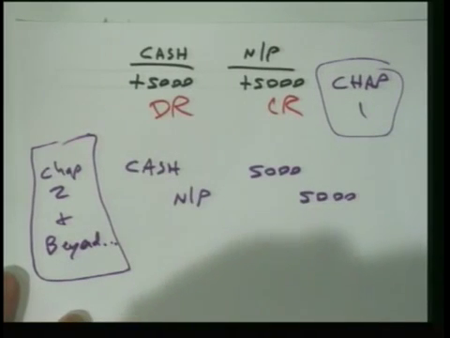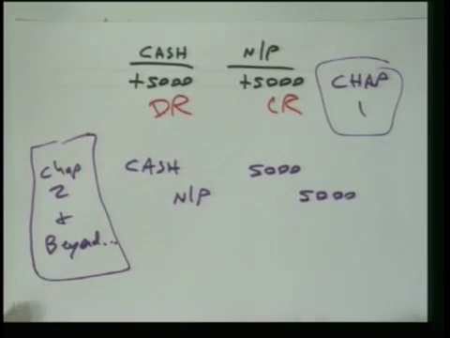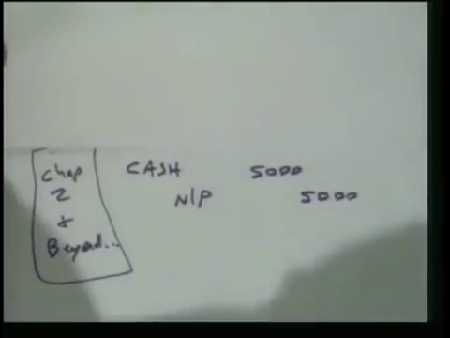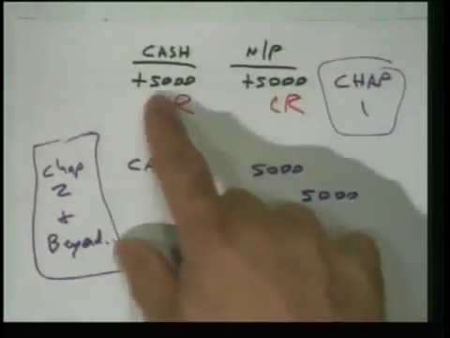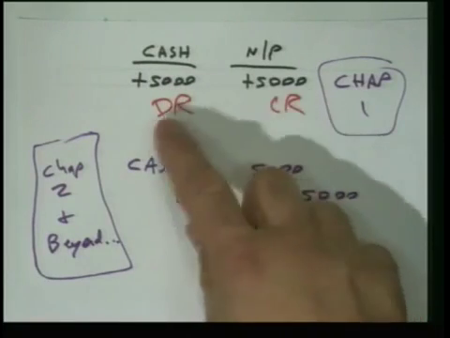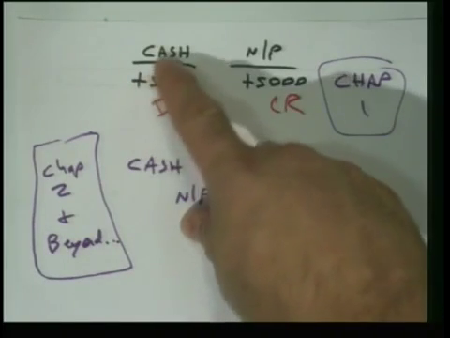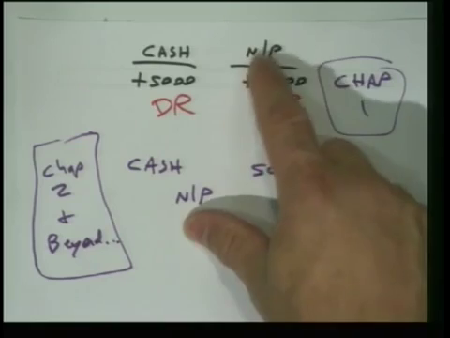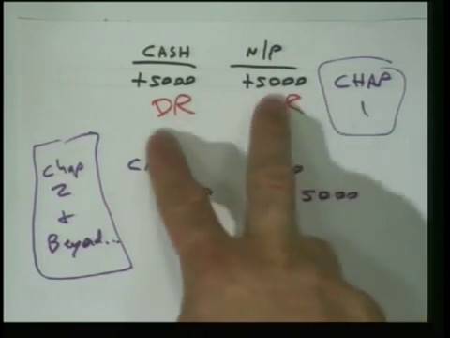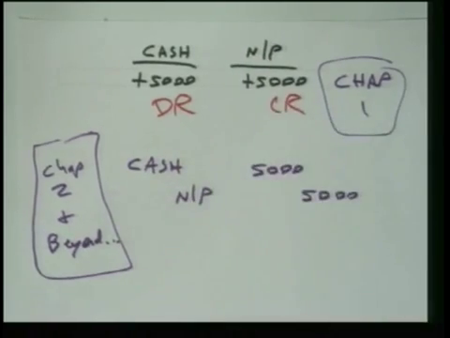Okay? You with me? But when you analyze a transaction, maybe you can't go straight to that. So just do this way first. Do it the Chapter 1 way. Then ask yourself, how do I increase cash? You debit it. How do you increase notes payable? You credit it. And then use that to do your JE.